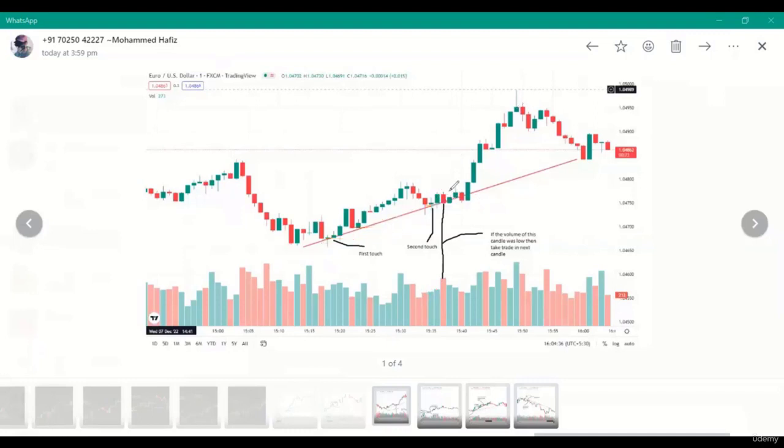Another thing is, if you take this one as the first and this one as the second, now this is the third. So now see, this is a high, this is a lower high. The market already created a high and a lower high, so that means it's already a downtrend market situation. So in this case, we don't have any opportunity here.